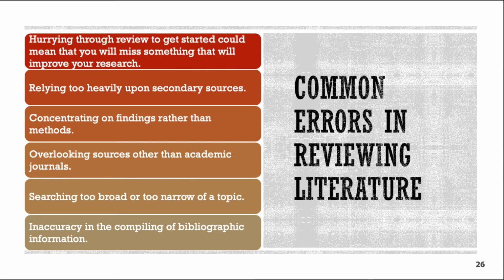Searching too broad or too narrow on the topic means that when you read for the literature review, you always focus only on general aspects, or you go too much on specific topics and you forget about the rest. So you make a balance between general and specific. Inaccuracy in compiling bibliographic information or references is very, very important. Make sure you cite correctly. Make sure you compile your bibliography correctly.